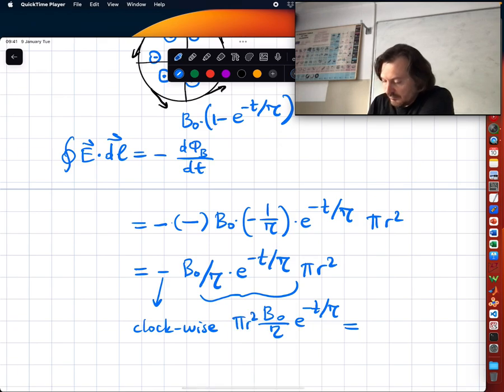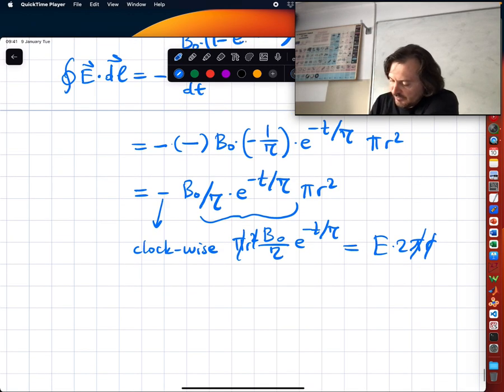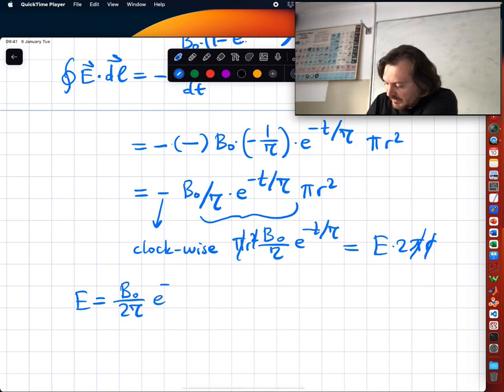Okay? Thank you. A. Where did it come from? It's magnetic flux, right? E times 2 pi r. Pi's go away, r's go away. You get E is equal to B0 over 2 tau e to the minus t over tau. And it's clockwise. Let's also decide on clockwise.